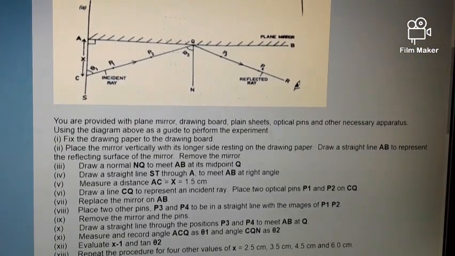Hi everyone, in this video we are going to be looking at one of the possible questions from NECO Physics Practical 2022. I actually have two of these questions and we'll be looking through the two of them. This particular practical is on plane mirror, so this is one of them.